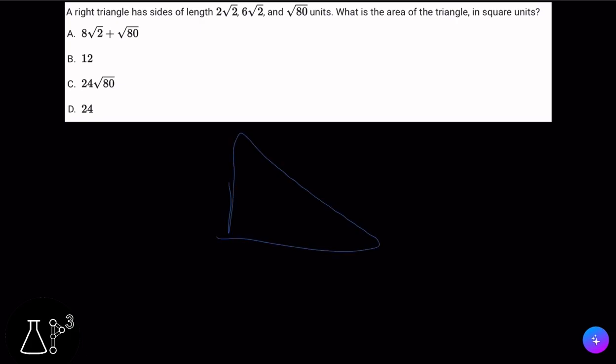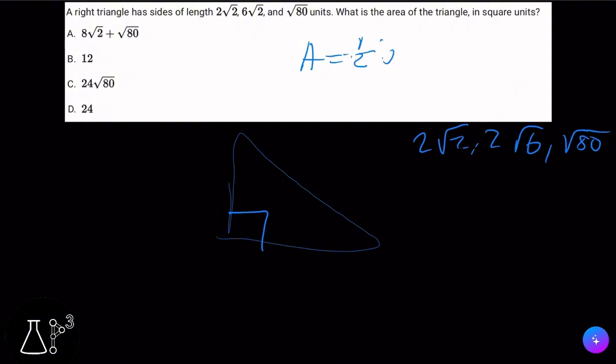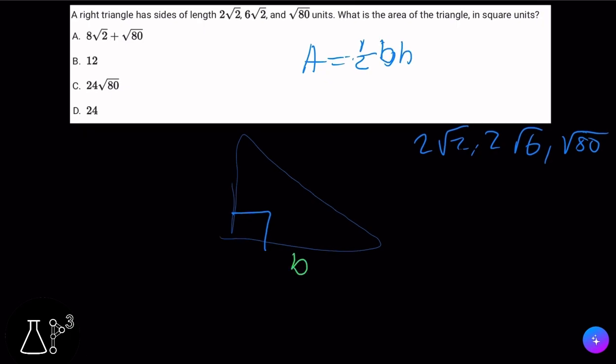Whoops, that is very thin. So let me change that. I have a right triangle, right? And I'll have 3 side lengths: 2 square root of 2, 6 square root of 2, and square root of 80. What I'm looking for is the area of the triangle. And as we went over in a different question, the area of a triangle equals 1/2 base times height. And the base is over here, and our height is over here.